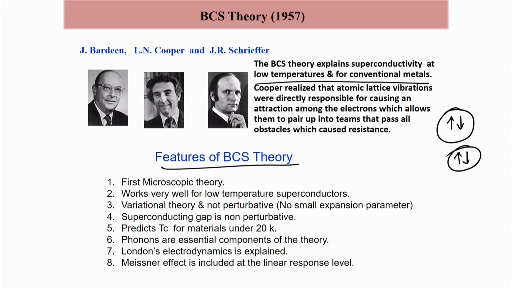It is variational and non-perturbative, we will say all that. So, there is no small expansion parameter. The superconducting gap is non-perturbative. It predicts Tc for materials under 20 Kelvin. The phonons are essential components of the theory. London's electrodynamics is explained. The Meissner effect is included at the linear response level. So, there is a tremendous success including all these things.